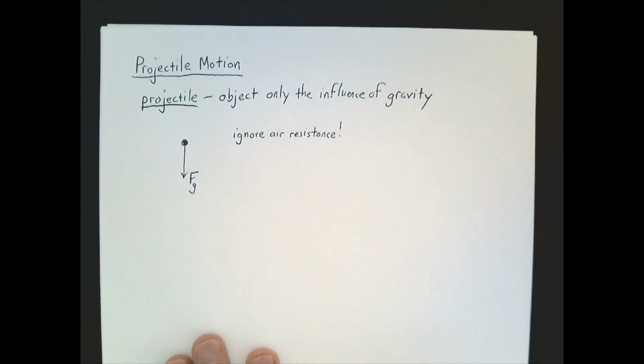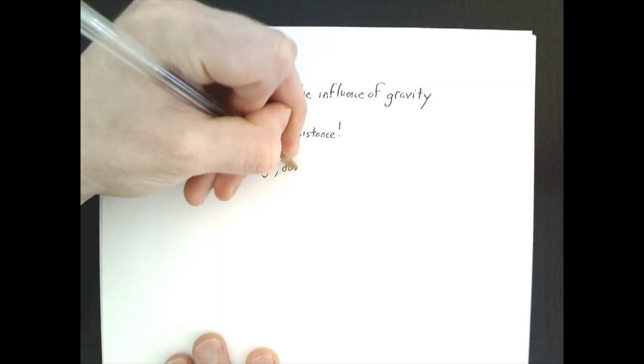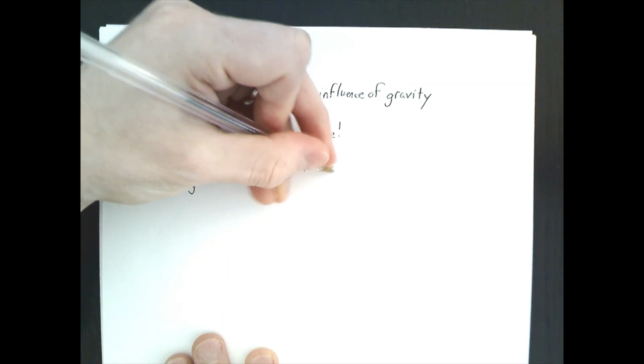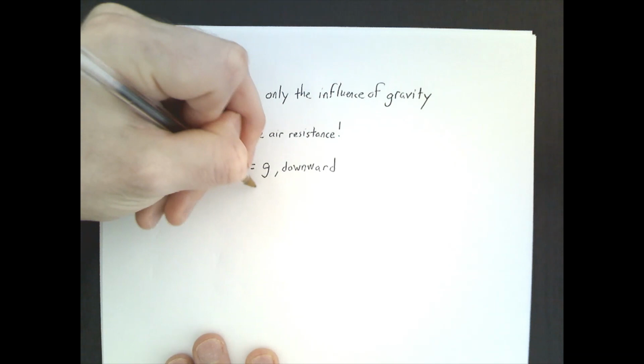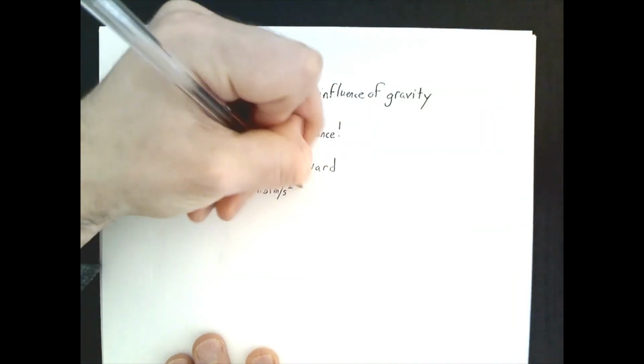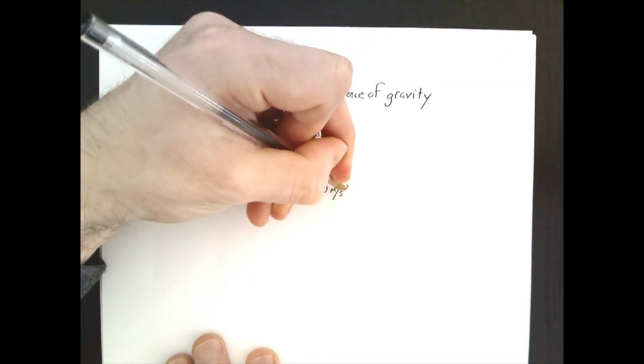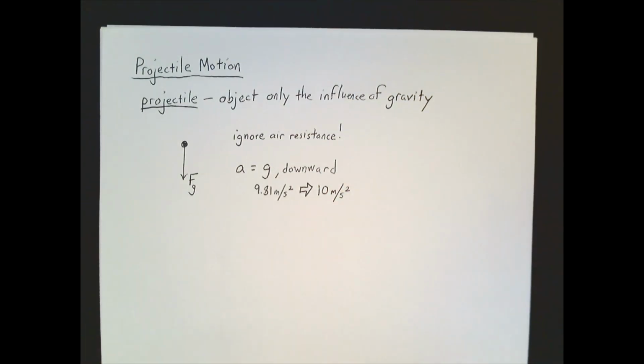Because gravity is the only force acting on the object, the acceleration of the object is g, and it is downward. On Earth, g is of course 9.81 meters per second squared, or on the AP exam you can round this up to 10 and make your life a lot easier. So this is our acceleration. It is downward only, in the y direction, say. So we know what a projectile is.